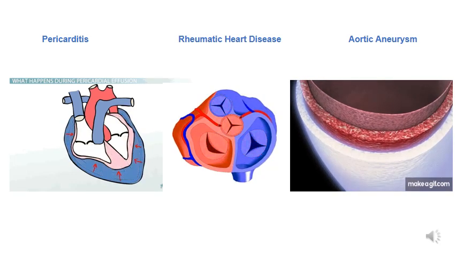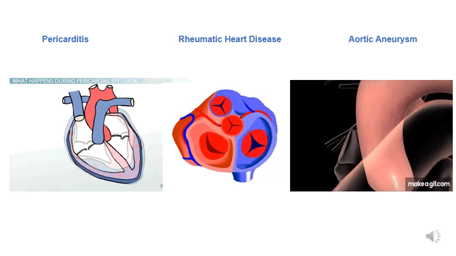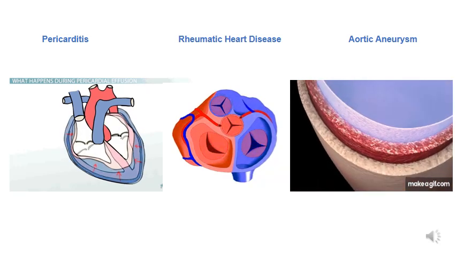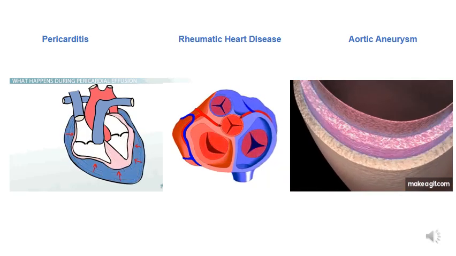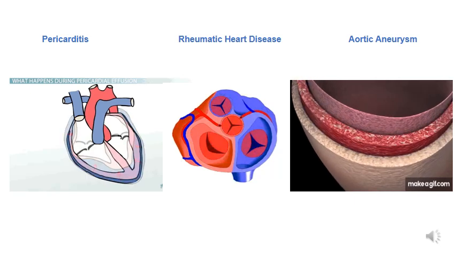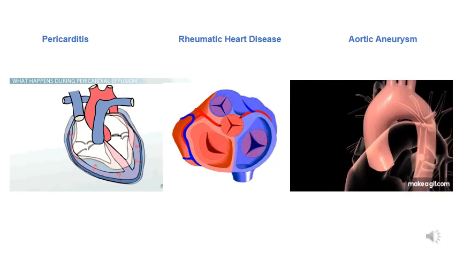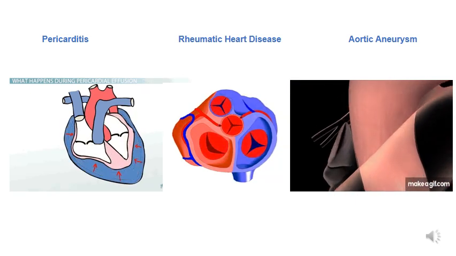10. Aortic aneurysm and dissection. Aneurysm: bulging of the aorta. Dissection: tear in the aorta wall. Symptoms: sudden severe chest or back pain.